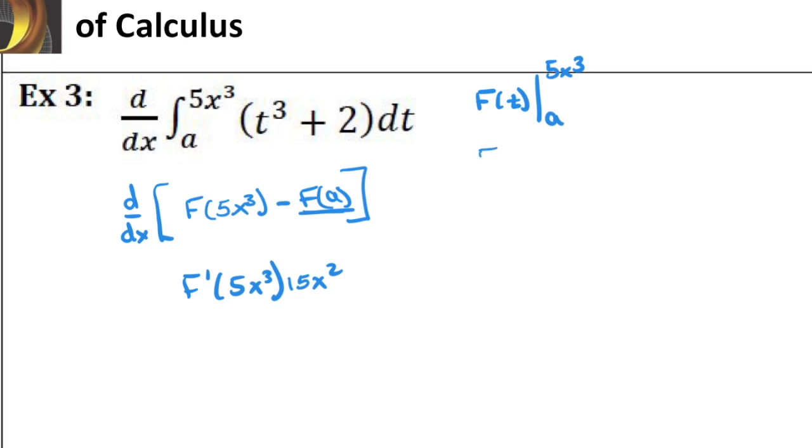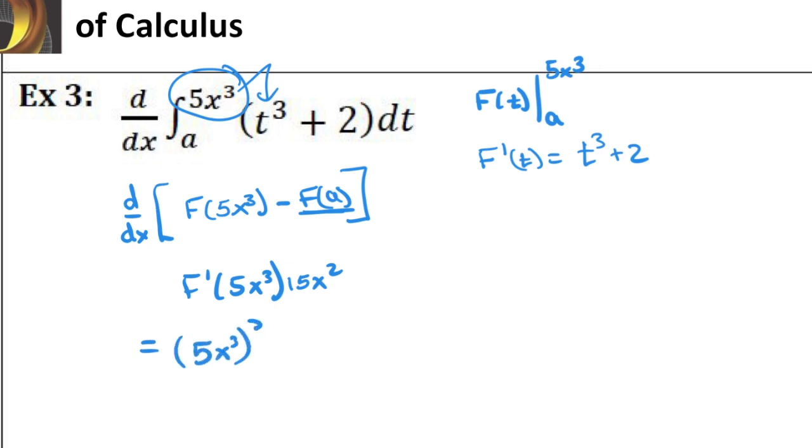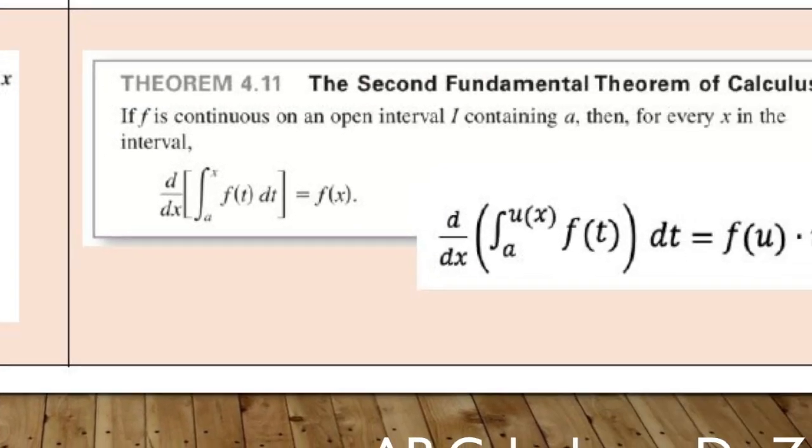But what exactly is f prime of t? Remember, f prime of t is t cubed plus 2. So, put it all together. What we're going to have is substitute 5x cubed. That gives us 5x cubed to the third power plus 2. And we're going to multiply that function by the derivative of 5x cubed, which is 15x squared. So this is our second fundamental theorem of calculus.